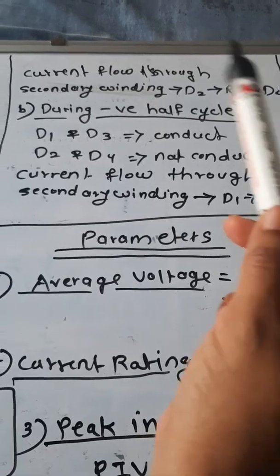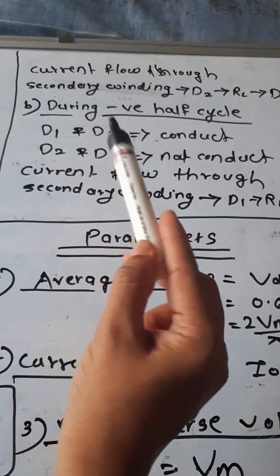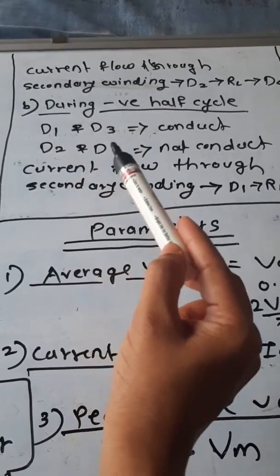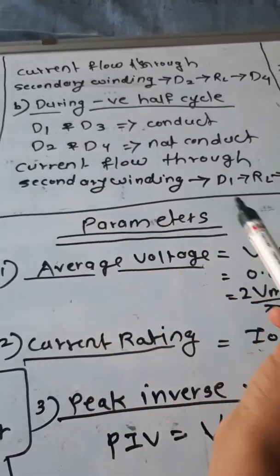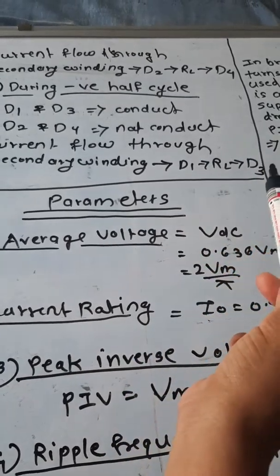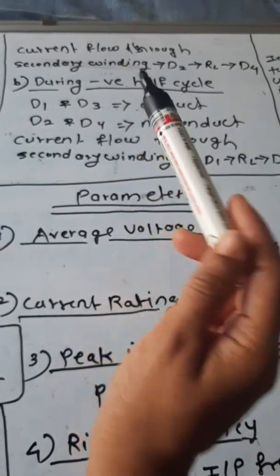Okay, now during negative half cycle, what happened? Diodes D1 and D3 will conduct because they are forward biased, and D2 and D4 will not conduct because they are reverse biased, and current flows through secondary winding, D1, RL and D3. So this is the working of bridge rectifier.